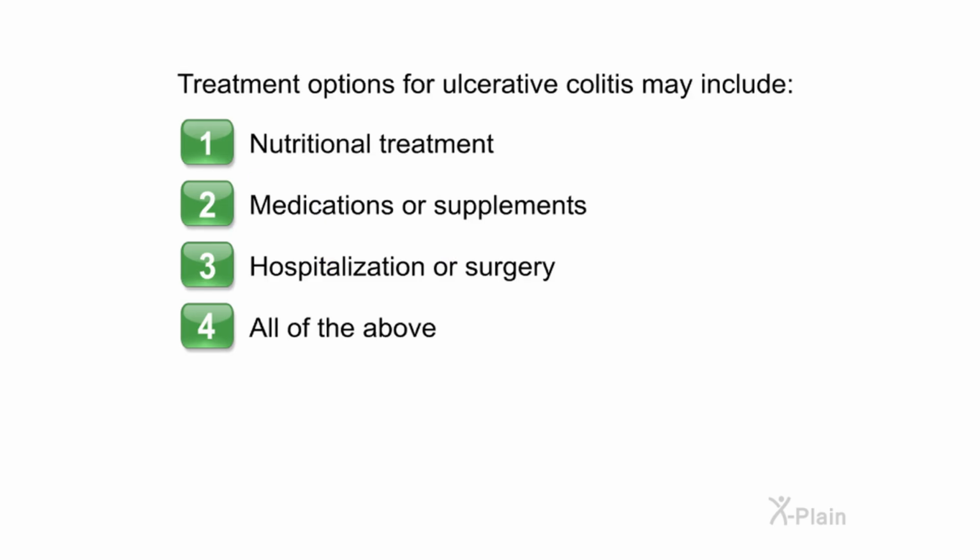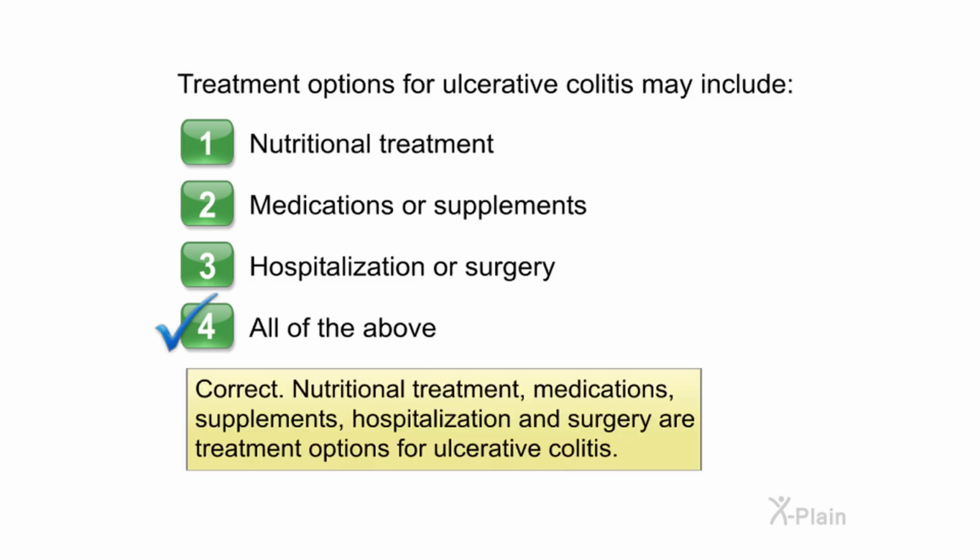Treatment options for ulcerative colitis may include: choose one of the following options. 1. Nutritional treatment. 2. Medications or supplements. 3. Hospitalization or surgery. 4. All of the above. Correct. Nutritional treatment, medications, supplements, hospitalization, and surgery are treatment options for ulcerative colitis.